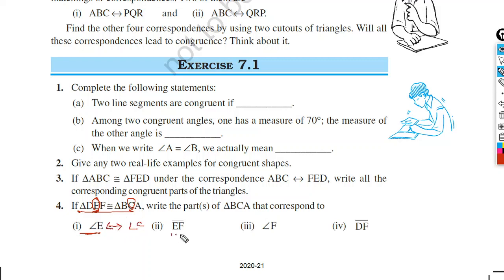Similarly, EF. Locate it. EF will correspond to CA. Similarly, angle F, locate it. Angle F will correspond to angle A. DF, locate it. DF is here. DF will correspond to BA.